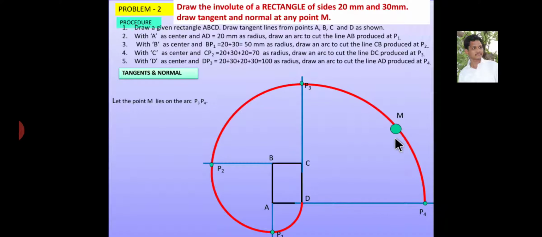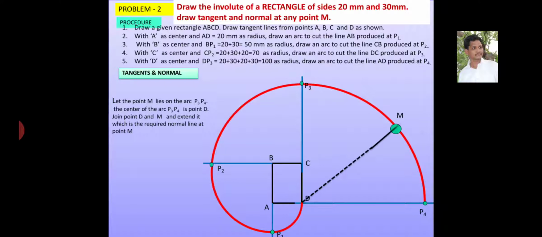Okay, now the center of the arc P3 P4 is point D. So you have to join the points D and M and extend this line, which is the required normal line at point M. Okay, this is our required normal line.